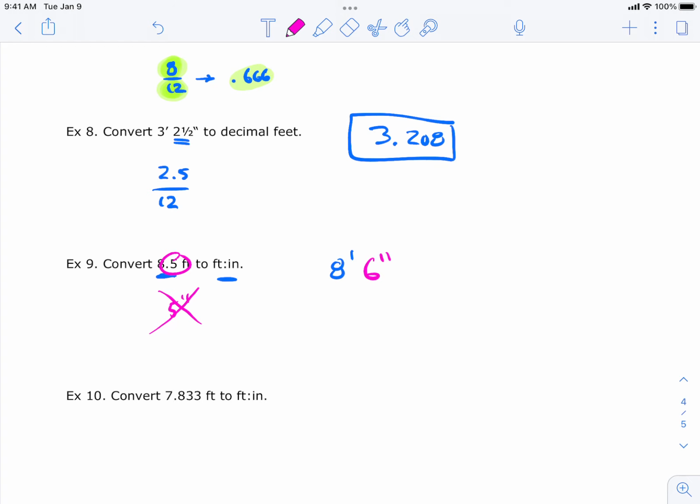So here's a question for you. How do you get that 0.5 to turn into 6 inches? Well, I think of it this way. 0.5 is like 50%, and it's 50% of a foot, and a whole foot has 12 inches, so it's 50% of 12. In other words, just take the 0.5 and multiply it by the 12 inches that's in a whole foot. It's like saying 50% of 12. So 0.5 times 12 is 6 inches.